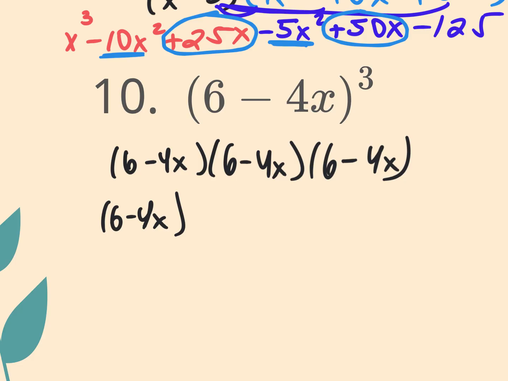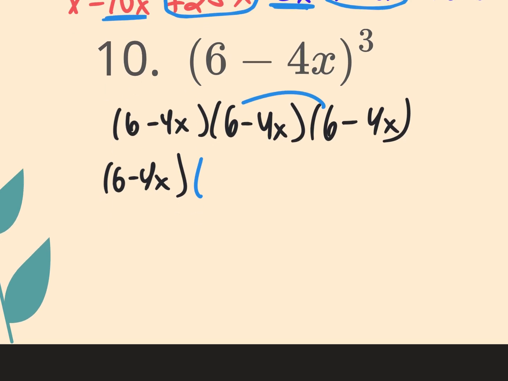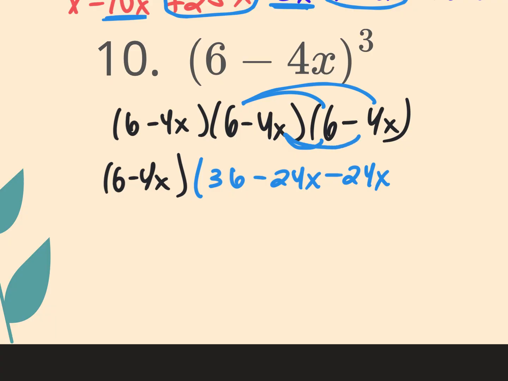Take your time. What is 6 times 6? It's not 12, guys. What's 6 times 6? 36. What is 6 times negative 4x? Minus 24x. Good. What's negative 4x times 6? Minus 24x. Negative 4x and negative 4x. Plus 16x squared.